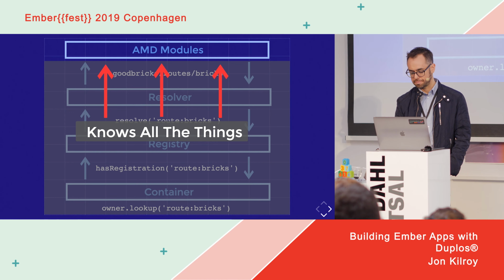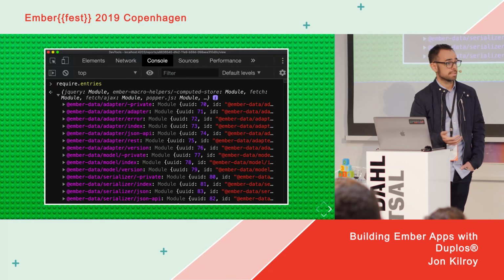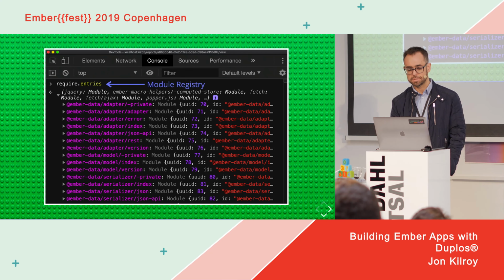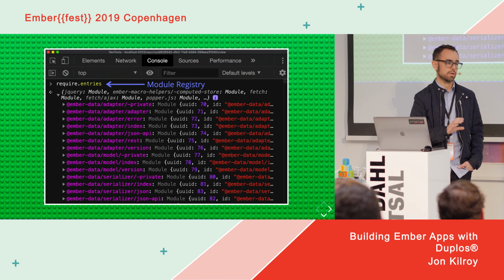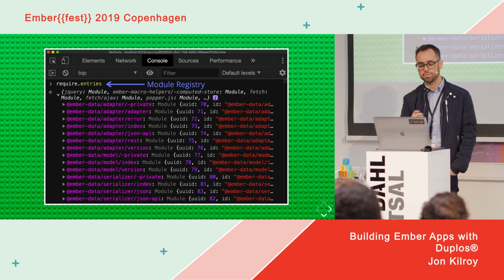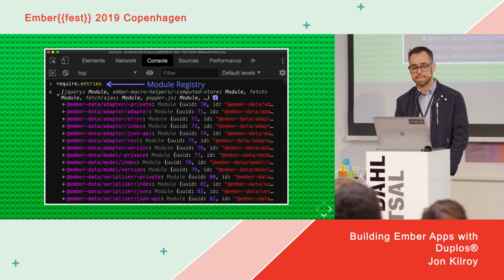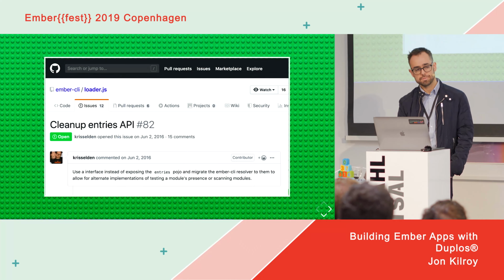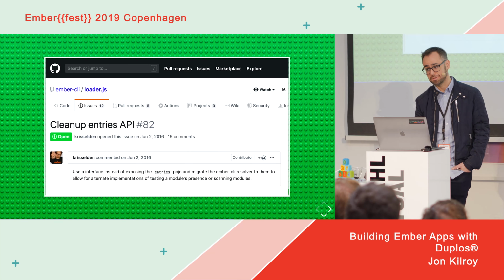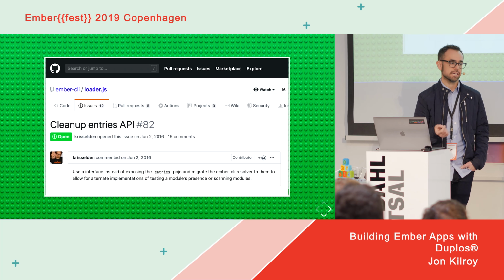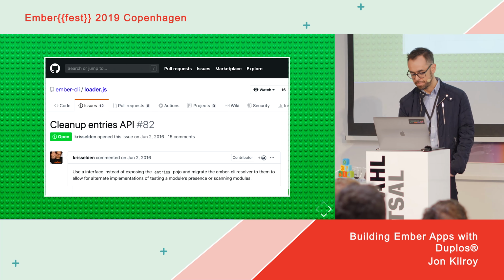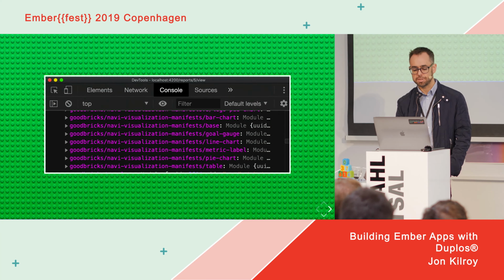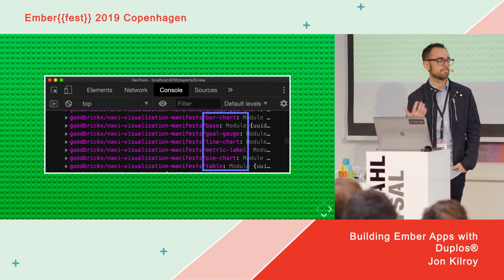Now, this is a little controversial, but there is a way to find all the modules in your app. It's through this global called require. And I'm going to be honest, I don't love this interface, but you can actually get this prop called entries that has all the module IDs in the system. There is hope, though, to make a better interface. Now, this is a little bit of an older issue, but there is a desire to formalize this, which I really hope will happen.